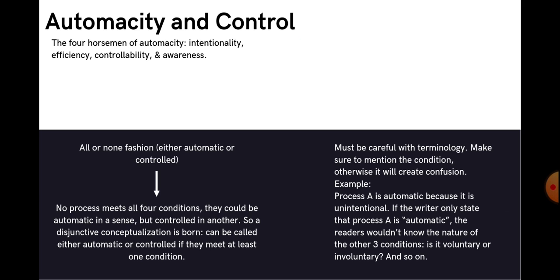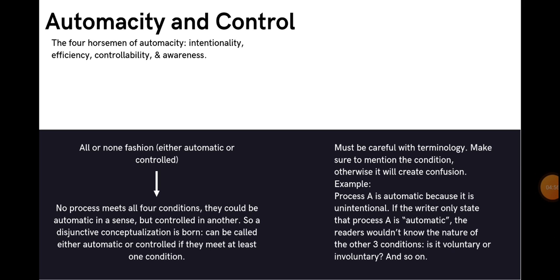Okay, so now how to differentiate automaticity and control. Here I wrote the four horsemen of automaticity, which is intentionality, efficiency, controllability, and awareness. These four characteristics are what differentiate automaticity from control. The characteristics for automatic processes are they're elicited unintentionally, they require little amounts of cognitive resources, they cannot be stopped voluntarily, and they occur outside of our conscious awareness. Whereas the characteristics for controlled processes are the inverse of the characteristics of automaticity.